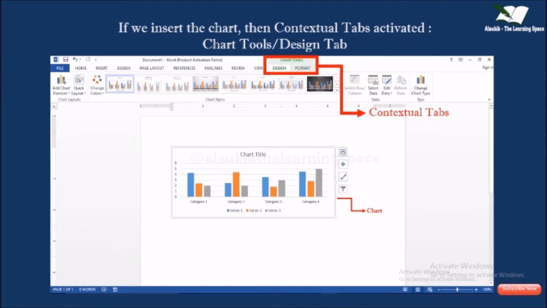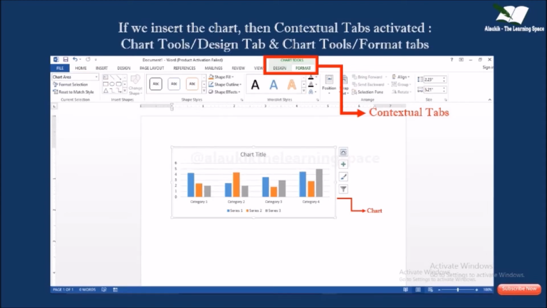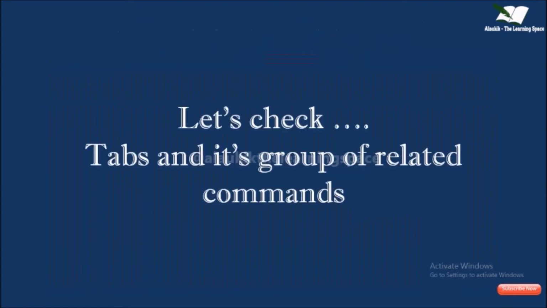Next, if we insert a chart, then again two contextual tabs get activated. The first one is the Chart Tools Design tab and the next one is the Format tab. You can see on my screen. Fine. Now let's check each tab and its groups of related commands.